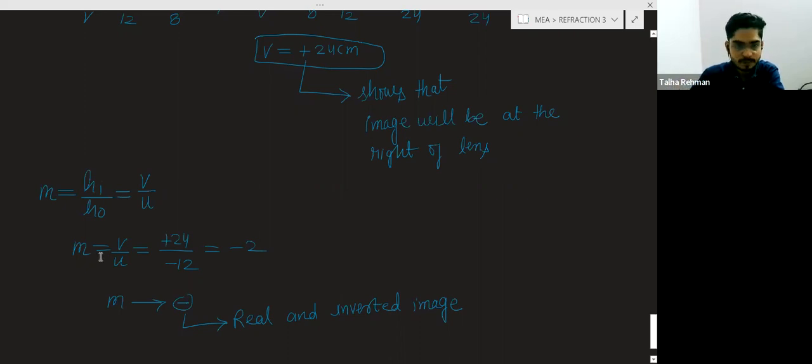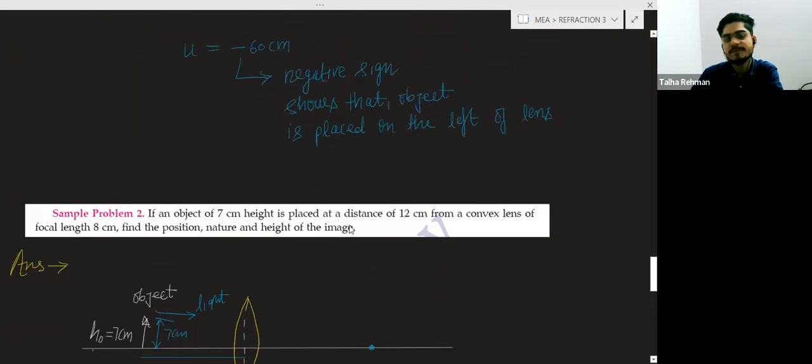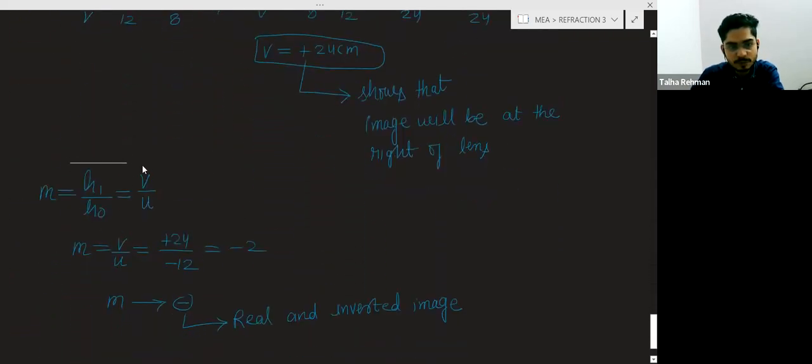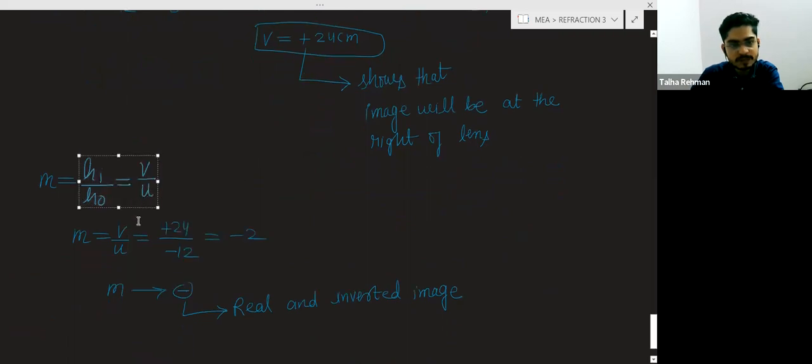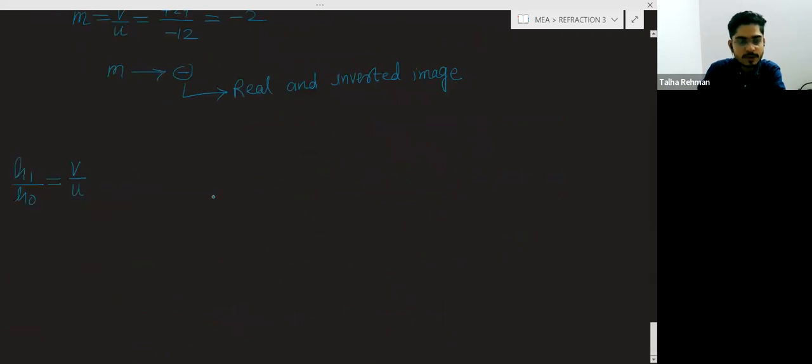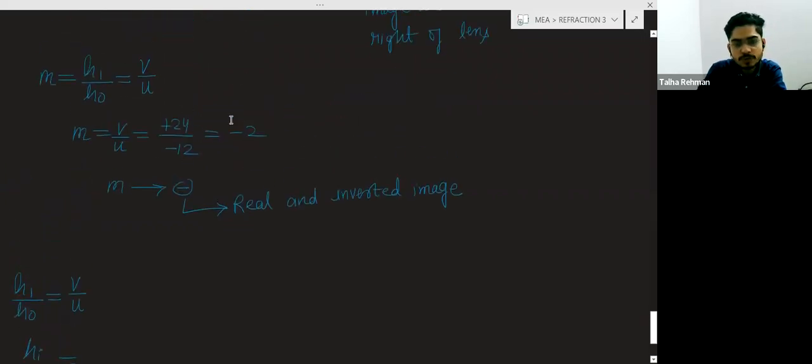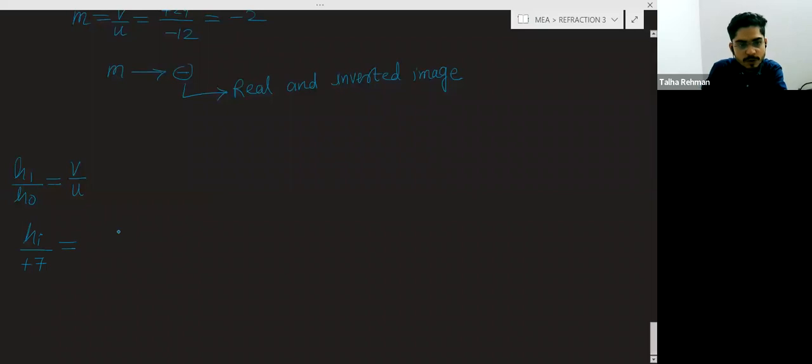Okay, now they are asking the height of the image. Using this formula, we can find the height of the image. I want to find the height of the image. Height of the object I know, plus 7 centimeter, and this v by u is minus 2, which means magnification is minus 2. Instead of v by u, you can write plus 24 for v and minus 12 for u. So this will become minus 2.